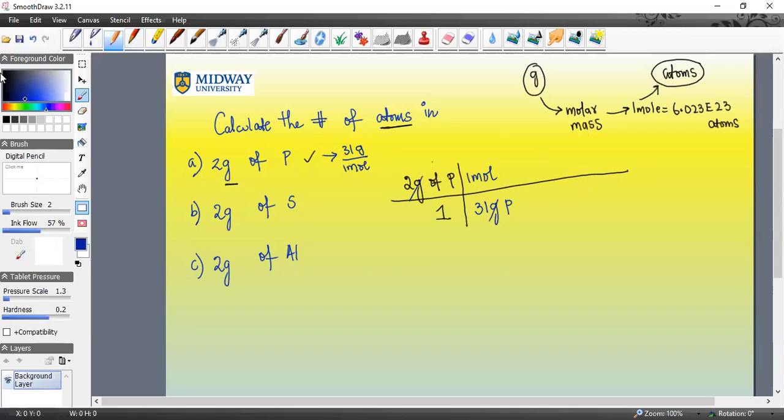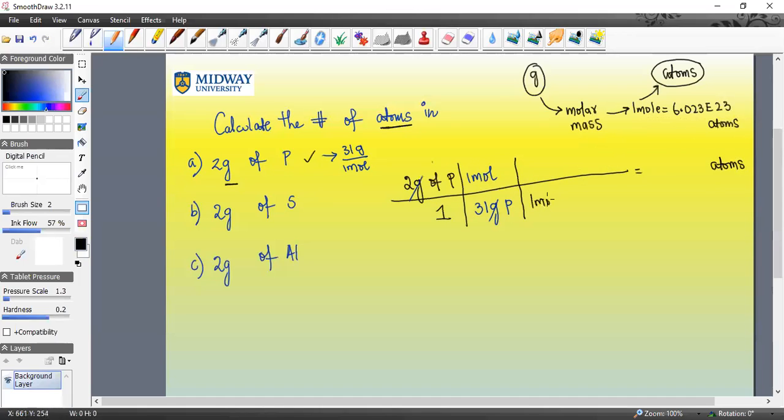All right, let's continue our conversion. So we now have our answer in moles. Now we got to get rid of the moles. So you have to know what to get rid of and what you want, right? And so we want our answer to be in atoms, right? So we got to get rid of the moles. We don't want it.